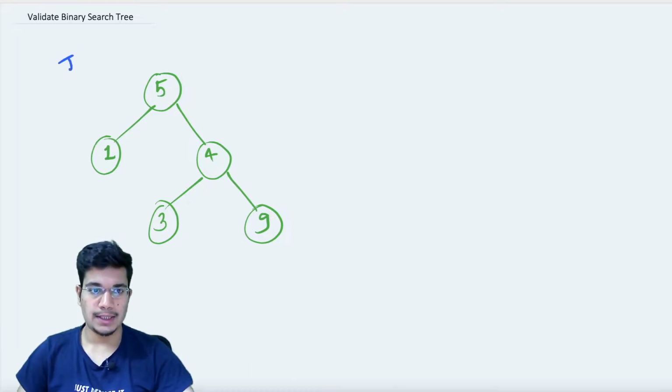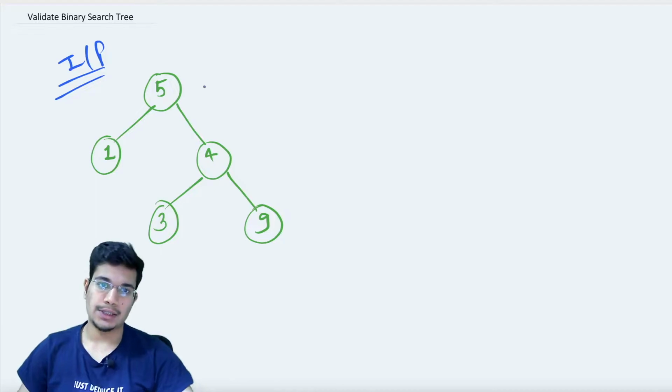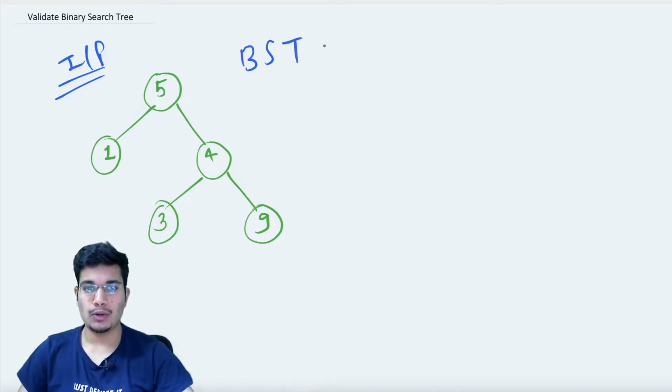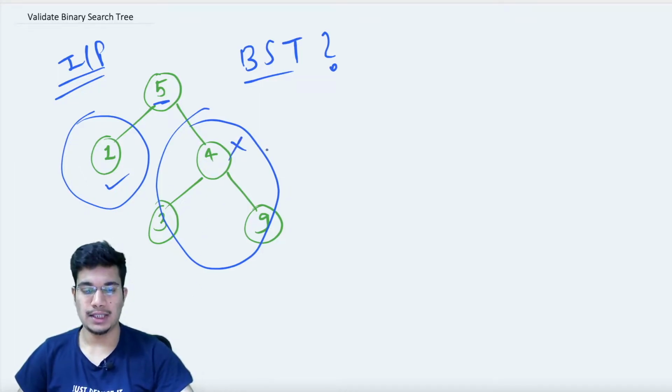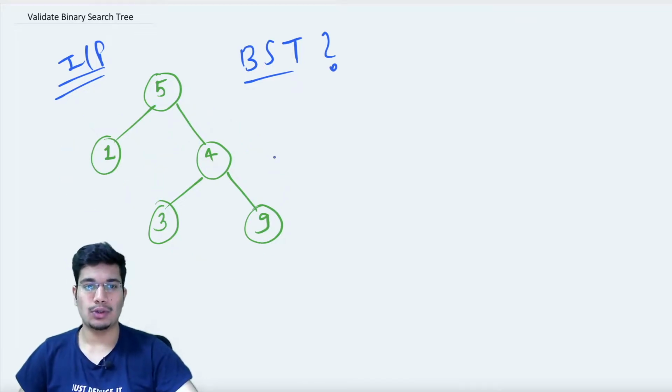Okay, so let's move to the explanation for this particular question. Let's say this is the input tree that we have been given, and we need to check if this tree is a binary search tree or not. You can see that for root 5, everything on the left should be smaller than 5 and everything on the right should be greater than 5. So 1 is smaller, so that's fine. 4 is not greater than 5, so here the property breaks and we don't have to check anything else. So we can clearly see that this particular tree is not a binary search tree.